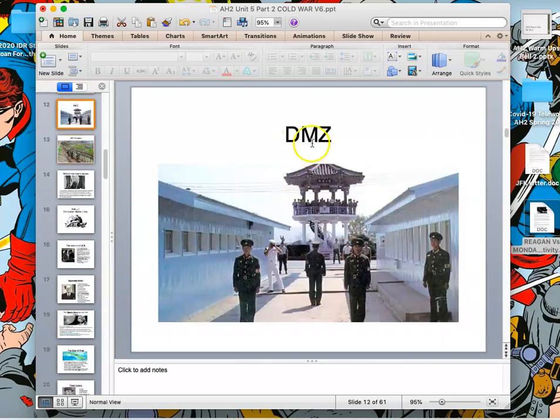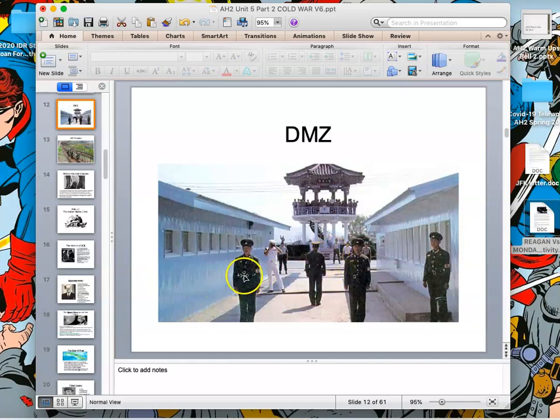These are pictures of the DMZ, the demilitarized zone, one of the most intense places in the world right now, from the Korean War up until this very day. The DMZ, you have soldiers on the northern side from North Korea, the southern side from South Korea. On the southern side, you also have U.S. troops. And if you step over that line, it's considered an act of war.